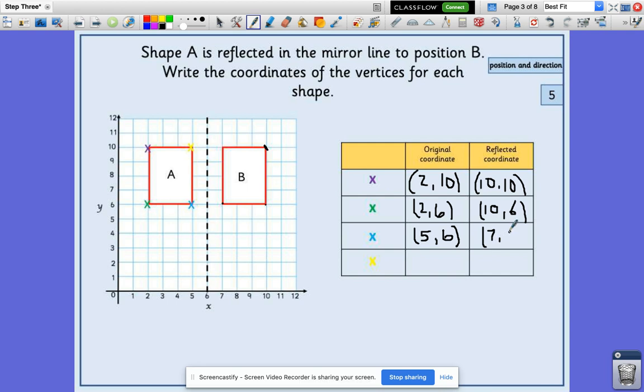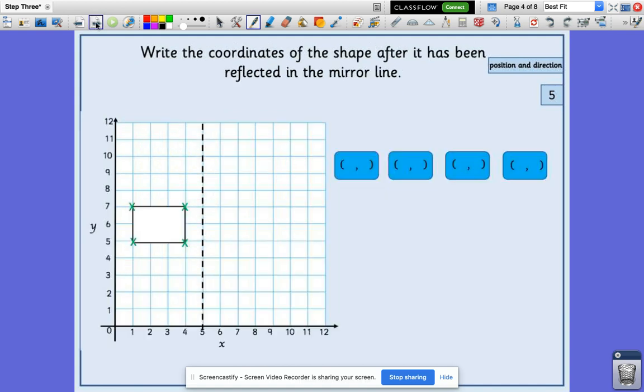7, 6. And our final one is the yellow one, and that is 5, 10. And that has been reflected, writing is getting worse, to this one, which is 7, 10. Okay, there we go. So we had the original coordinates and the reflected coordinates.